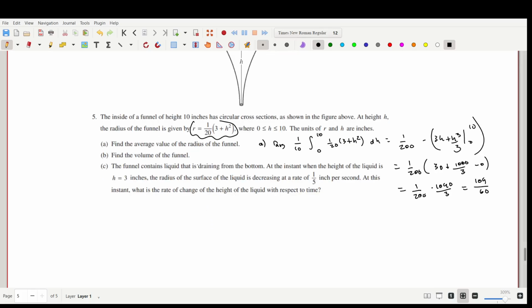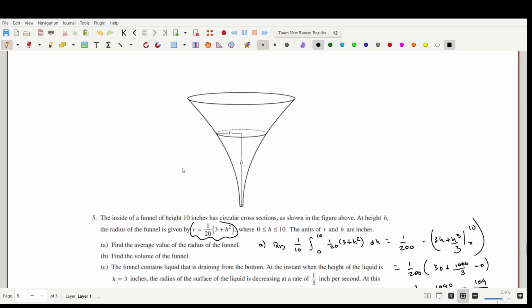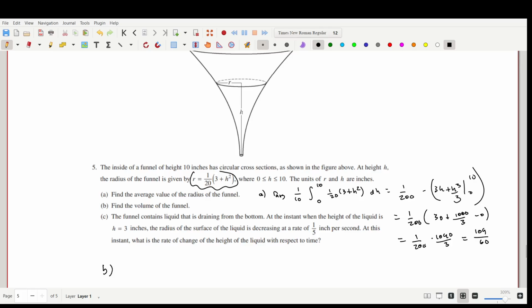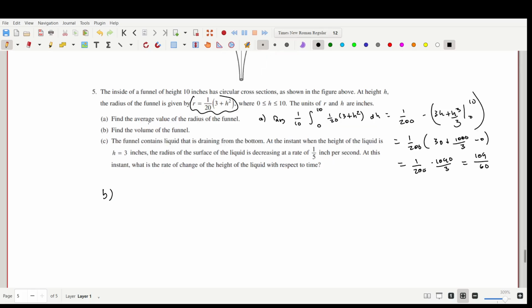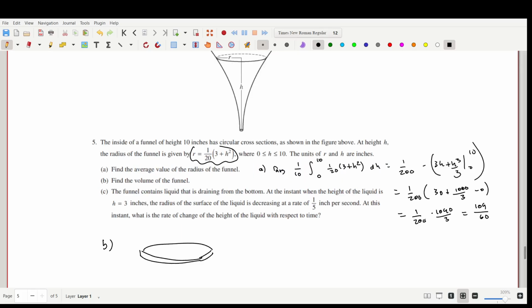Find the volume of the funnel. To do that one, you just need to add up all the little cross sections. So each cross section is a cylinder, a disc, or whatever. It's a small little cylinder that is dh tall and is r of h wide, or radius. And the volume is going to be pi r squared h, right? So pi r of h squared dh. And then you add them up.